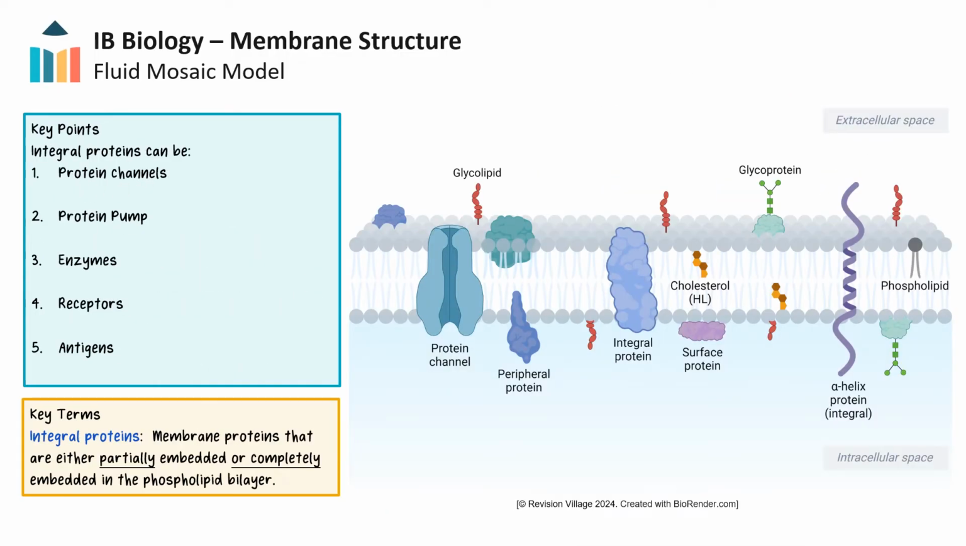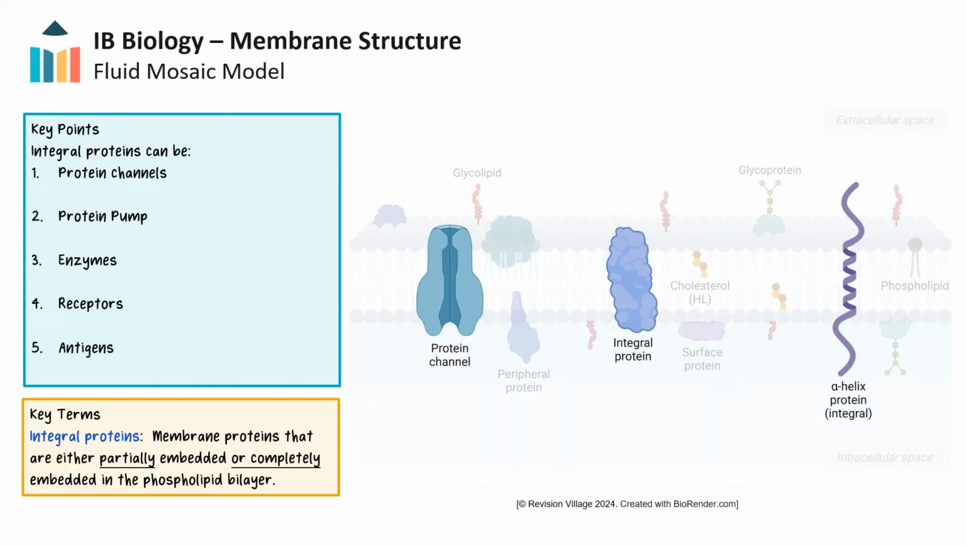Protein channels or pumps are considered integral proteins, as they penetrate through the membrane and have portions that extend beyond the interior and exterior plasma membrane. An example of a protein channel would be an aquaporin that allows water to diffuse faster through the membrane by facilitated diffusion. An example of a pump would be the sodium-potassium pump. We discussed the function of these proteins in greater detail in the membrane transport key concept video.